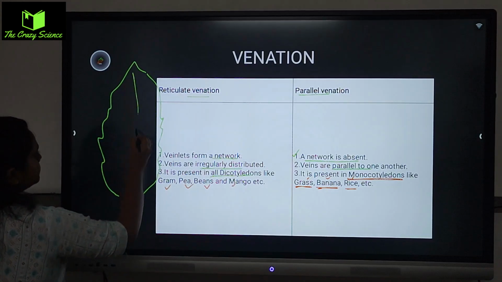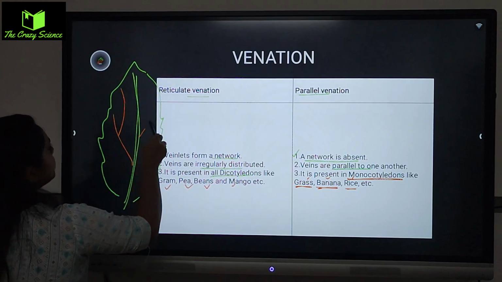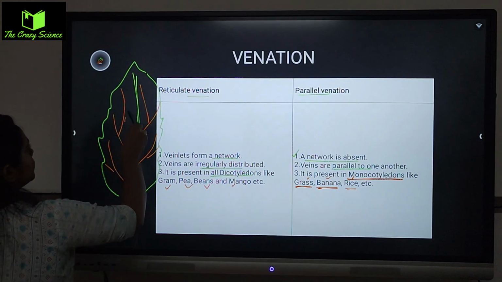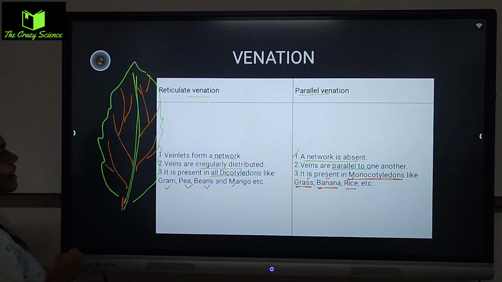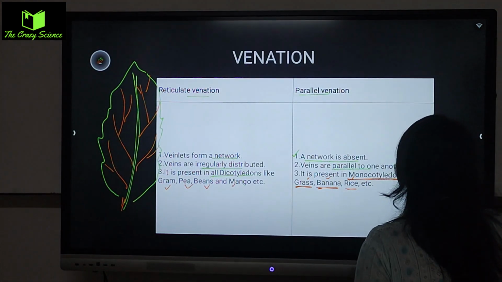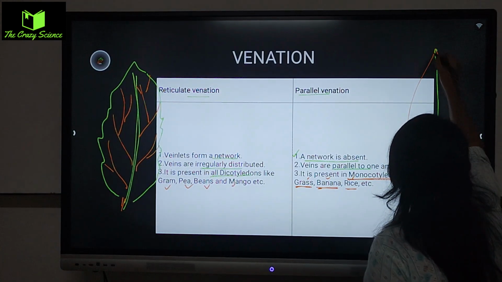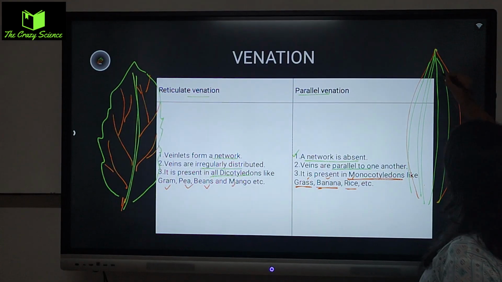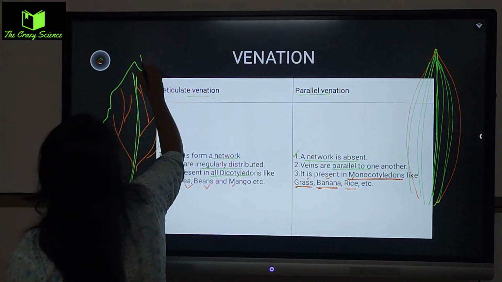This is reticular, and there is no particular line for distribution; the veins cannot be distributed in any other way. And here, the parallel ones are so beautiful. Their veins are parallelly distributed in a beautiful manner. This is called parallel venation, and this is called reticular venation.